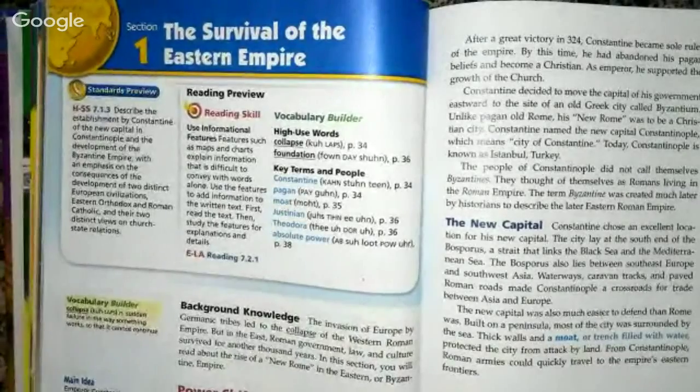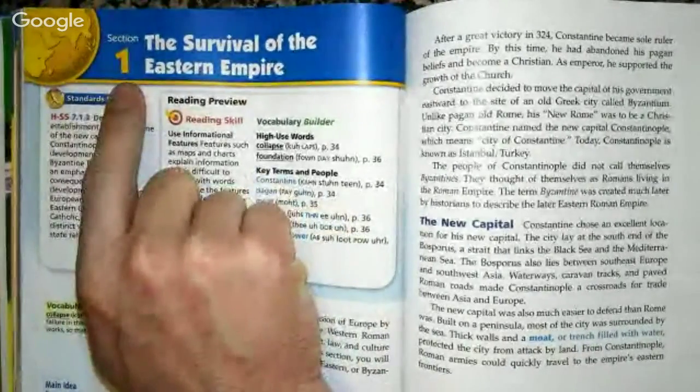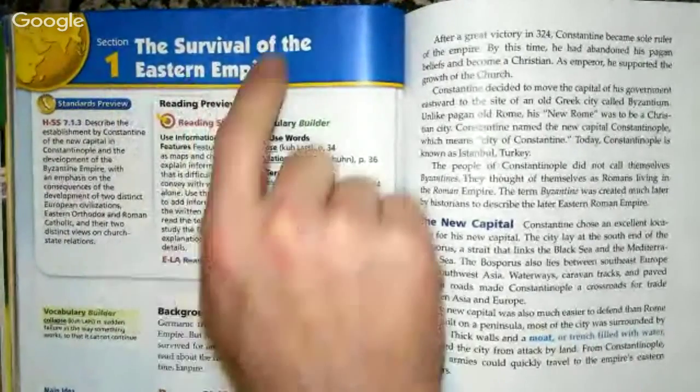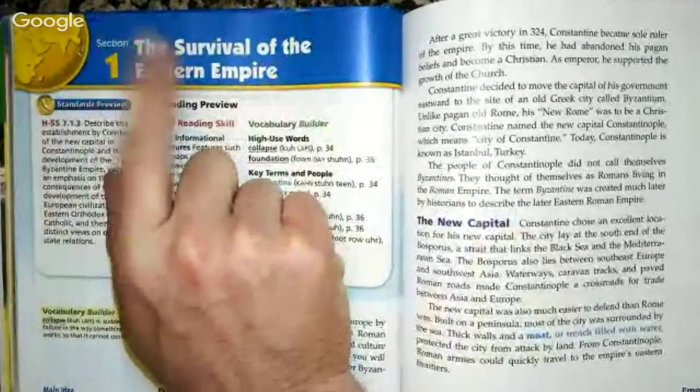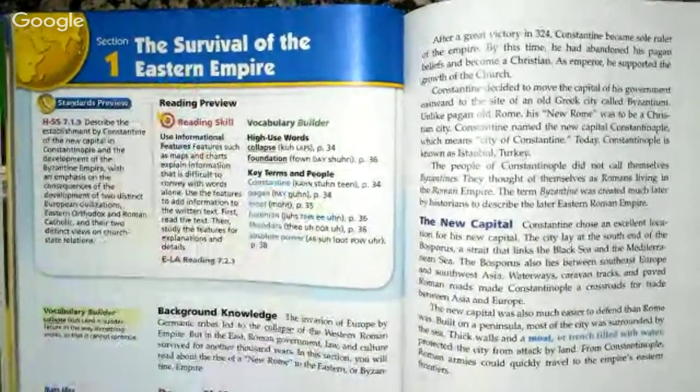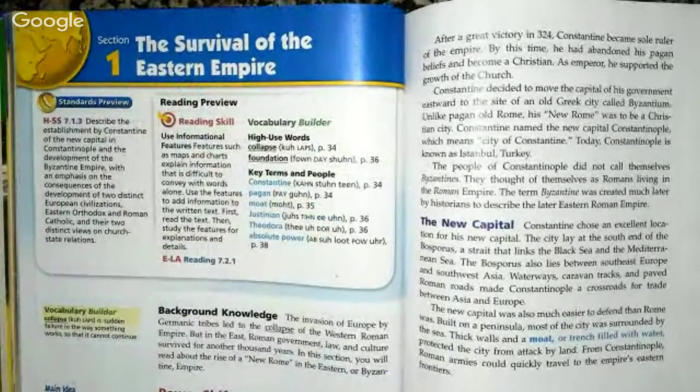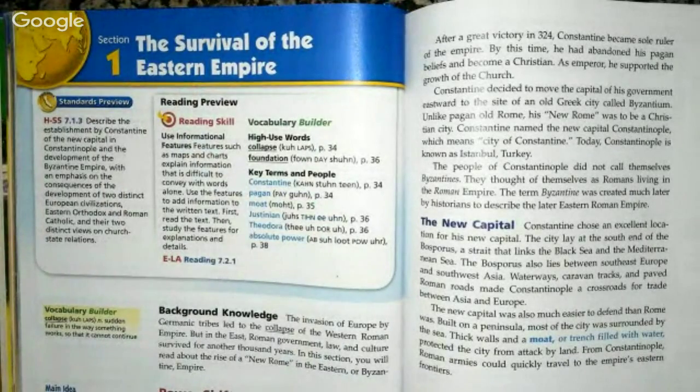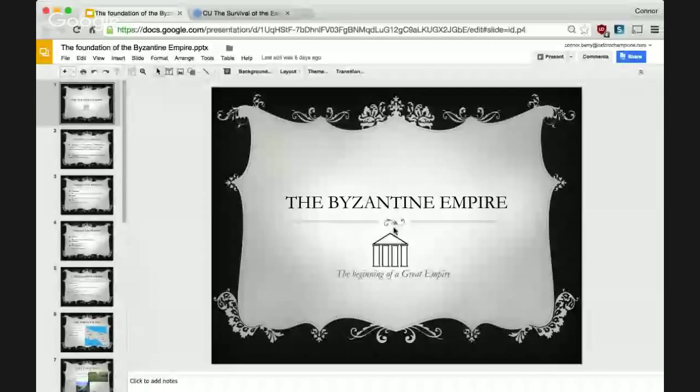Okay, here we go. First of all, as you can see up here, Section 1, the survival of the Eastern Empire. Nice big text up at the top. That's going to be our big idea. Now, if we look at our other two, right here, this says the Byzantine Empire. It's a little bit different, but down here it says the beginning of a great empire. Well, the book says the survival of the Eastern Empire. This one says the Byzantine Empire. You can tell it's around the same main idea.